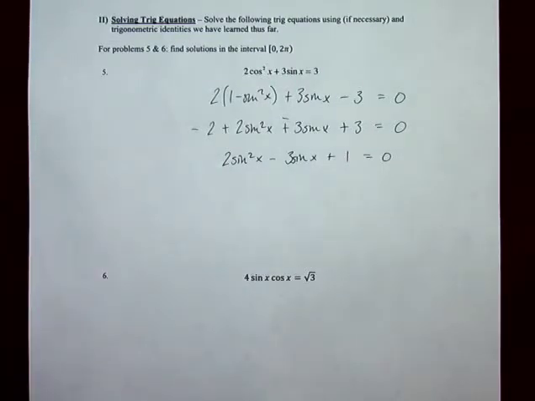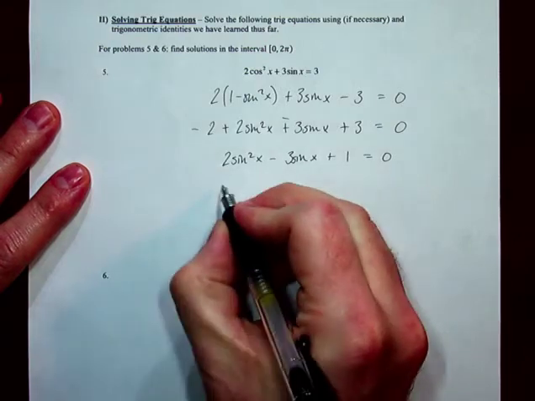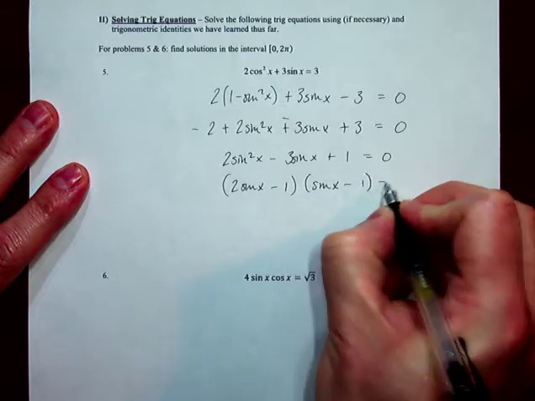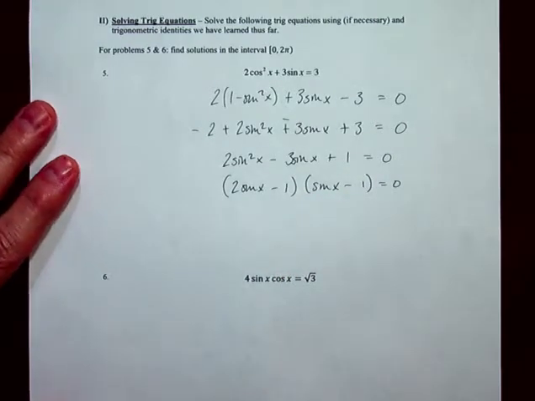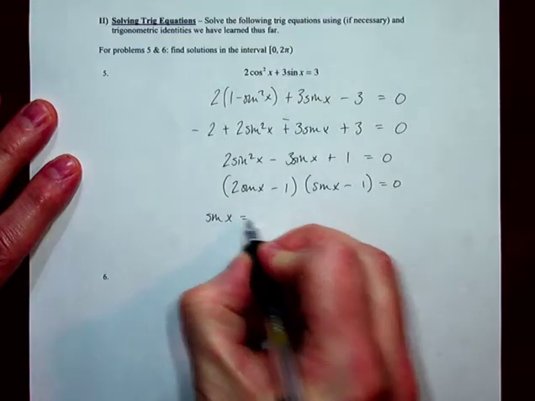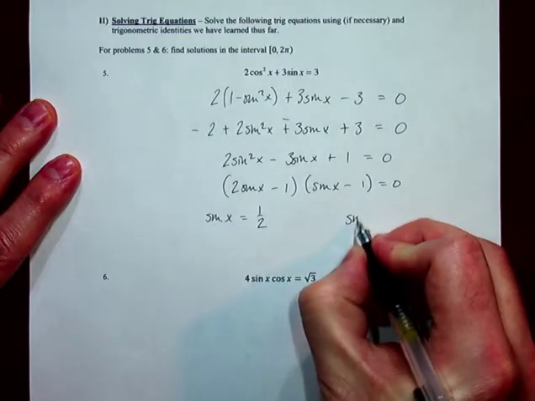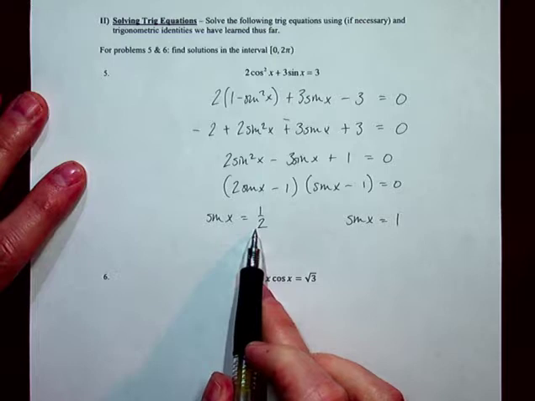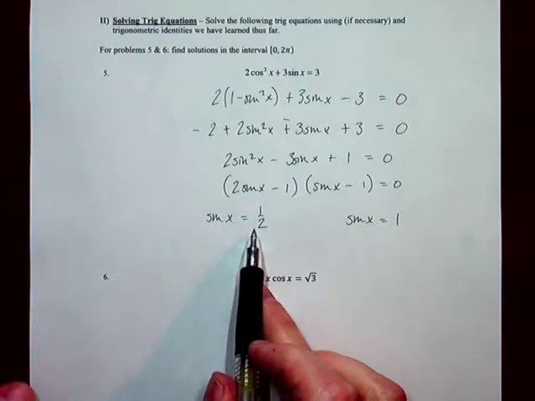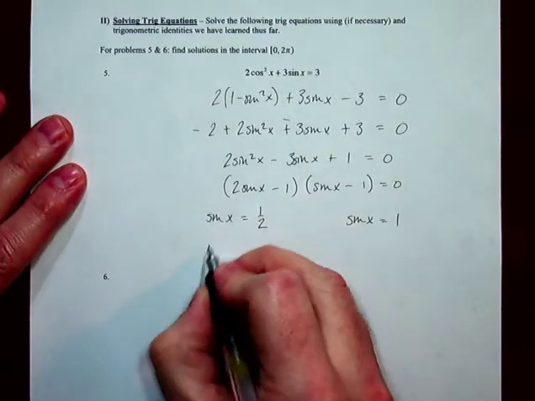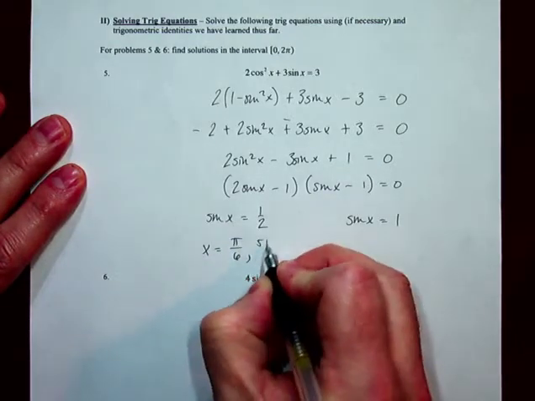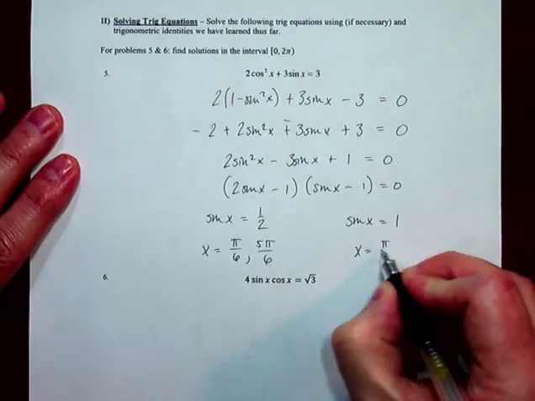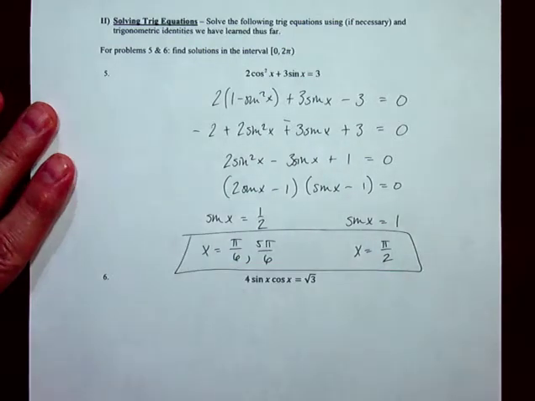Now that does factor. It factors into 2 sine x minus 1 and sine x minus 1. Well, this is going to ask me when is sine equal to 1/2, and this is going to ask me when is sine equal to 1. Remember, sine is equal to 1/2 twice on the unit circle, twice in one revolution around. It happens to be at pi over 6, but also at 5 pi over 6. Now sine is equal to 1 only once. That is at pi over 2, and there we go.